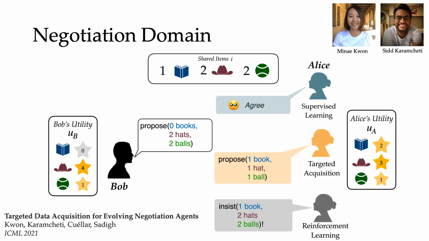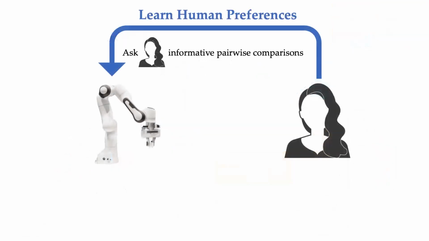And in fact, May and Sid did this at ICML in 2021, where they had this targeted data acquisition approach where you actively ask questions and you end up with a better negotiation agent, better than reinforcement learning plus imitation learning that tries to capture human preferences. But the interesting thing is you could do something else.